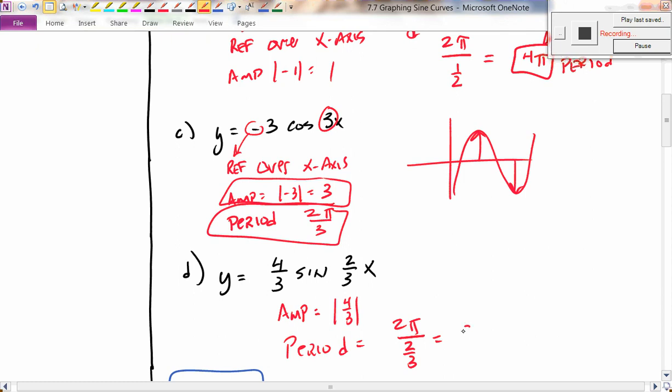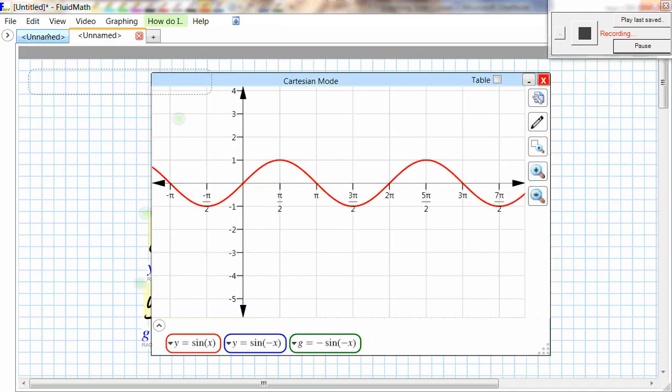3 pi, you got it. Nice job. 3 pi. Okay, I'd like to show you something from this. Is it this one? Yeah, this is the one. Okay, no, this one. All right.